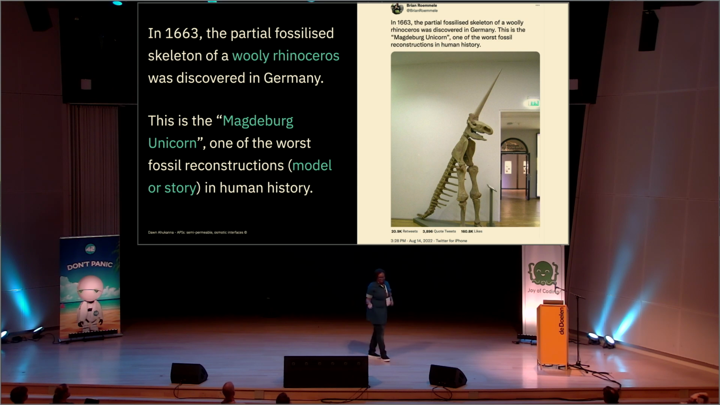So a couple of examples of this modeling. We've been doing this for a very long time as human beings. And the dates, I think it's incredible. So in 1663, a partial fossilized skeleton of a woolly rhinoceros was discovered in Germany. They found this, and somebody constructed it like that. And not only did they construct it like that, 0% of this being the construction of that skeleton, which they didn't say, assumption, they called it the Maidenberg unicorn, one of the worst fossil reconstructions, model, or story in human history.